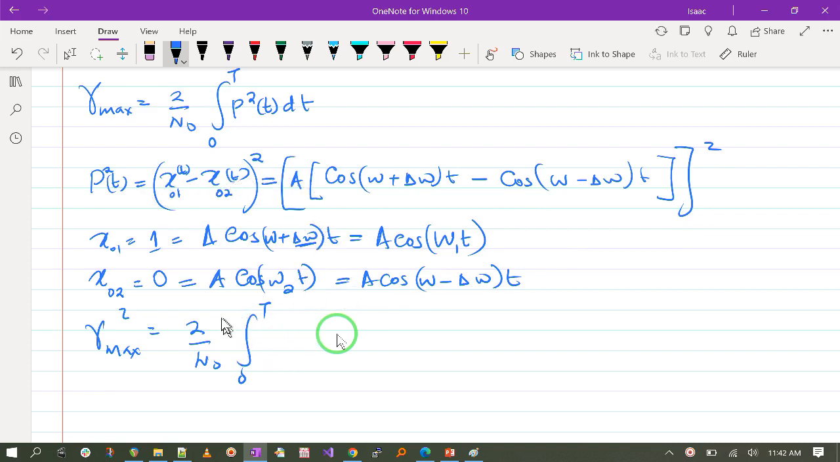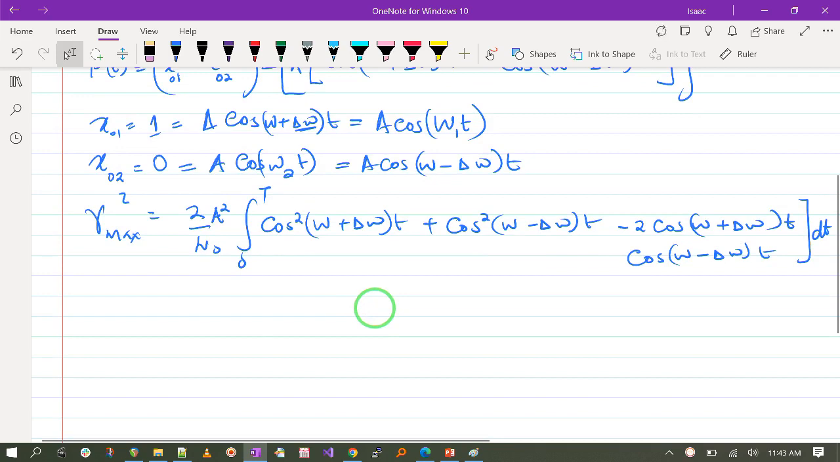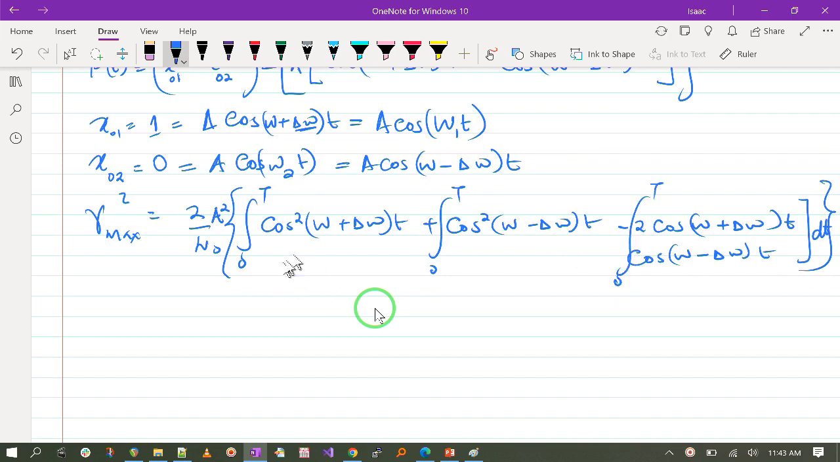And when we square this, we can put A squared outside, and we can consider this to be our normal quadratic expression that says this is going to be cos squared of omega plus delta omega t plus cos squared of omega minus delta omega t minus 2 cos of omega plus delta omega t cos of omega minus delta omega t. So that is our expression, and we are integrating it with respect to dt, and from our experience we have already been able to evaluate this expression. So I can carry this and put that bracket there, and therefore introduce the integral here and here.